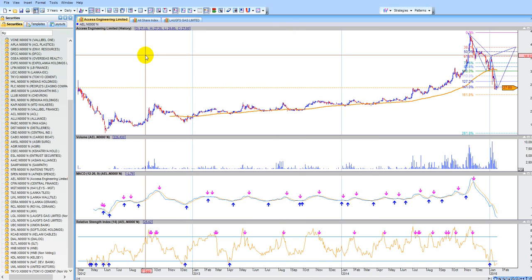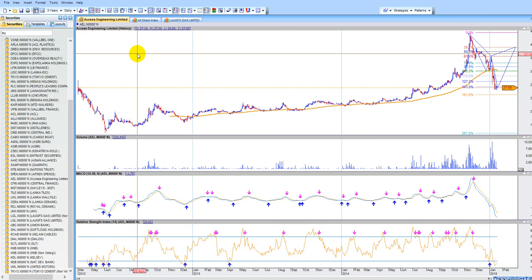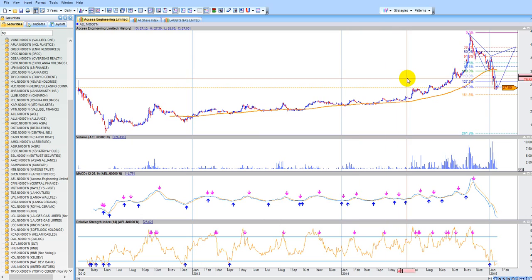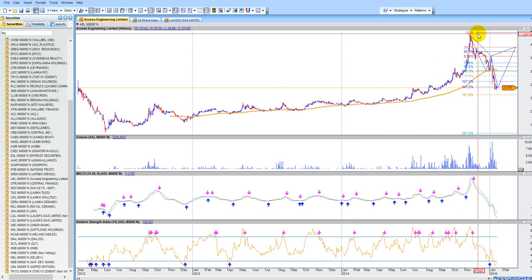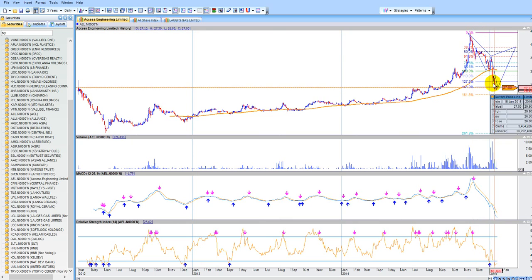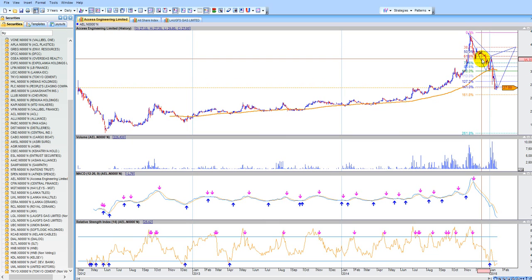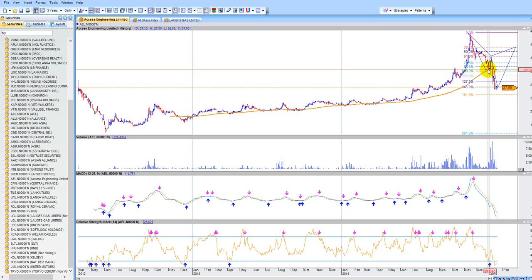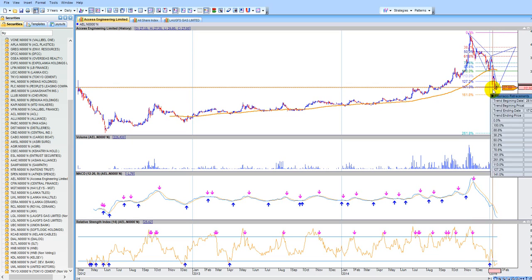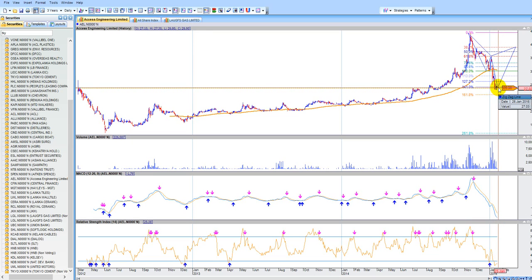The chart in front of us today is Access Engineering Limited. I hope you like this. The analysis that I'm going to do on this share, because it has been battered severely since it peaked at 43 late last year. And then we started seeing the price tumbling, even penetrating the moving averages. Now we are at a 141 extension on the Fibonacci tool. The price stands around 27. This is where we are at the moment.